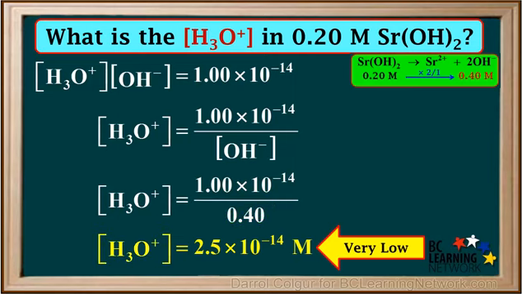Because Sr(OH)2 is a strong base and the concentration of OH minus is relatively high at 0.4 molar, we would expect the hydronium ion concentration to be quite low, which it is. Notice we have 2 significant figures in our answer. This is consistent with the value given in the data.